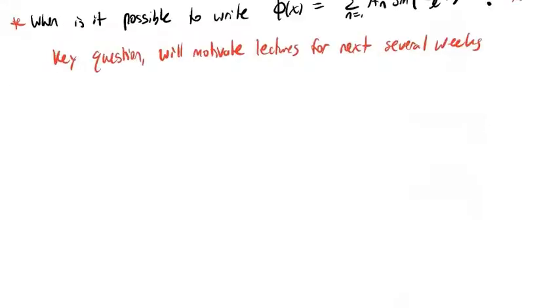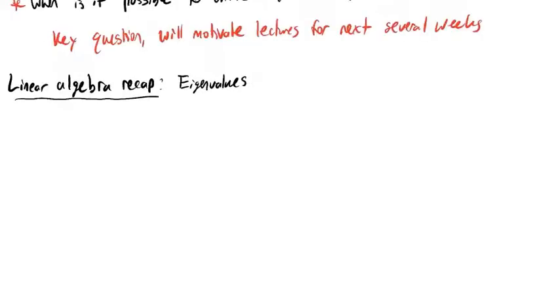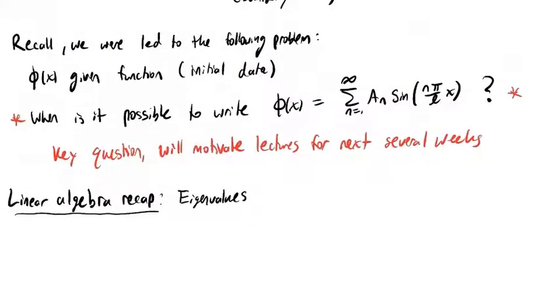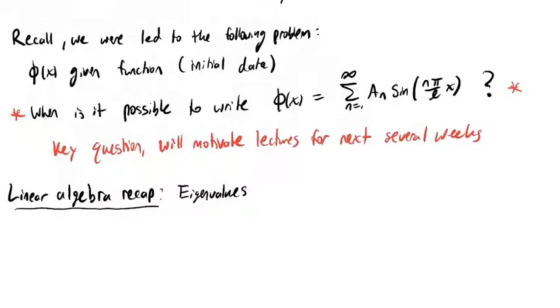And so we're going to begin with some linear algebra recap, in particular related to eigenvalues. Because it's going to turn out that this type of problem has a very deep and important interpretation in terms of things that are related to eigenvalues and eigenvectors and things like this.